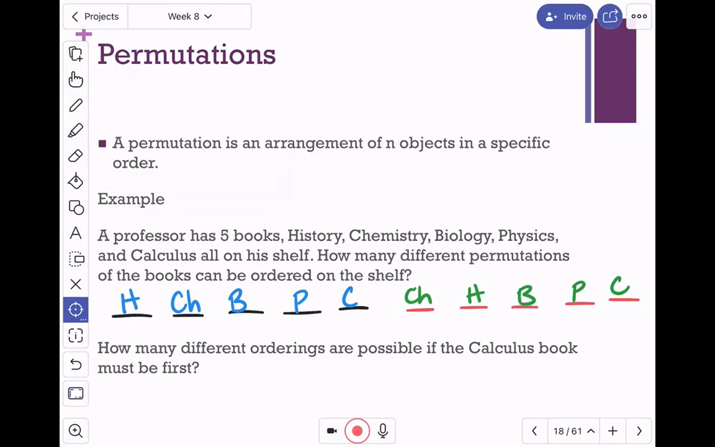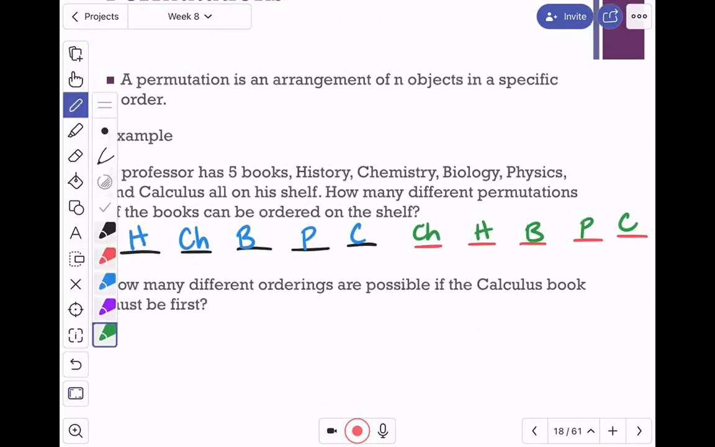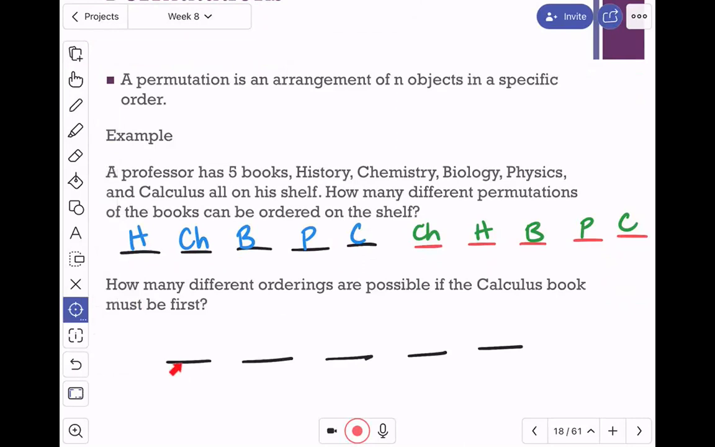It's actually a pretty simple thing to figure out, because here's what happens. If I have 5 available spaces, and let's say I let this first one be history, or if I look at just the first space, what book can I put on the shelf there? Any of the 5. So I can put history, chemistry, biology, physics, or calculus on that shelf first, right? But then what happens next?